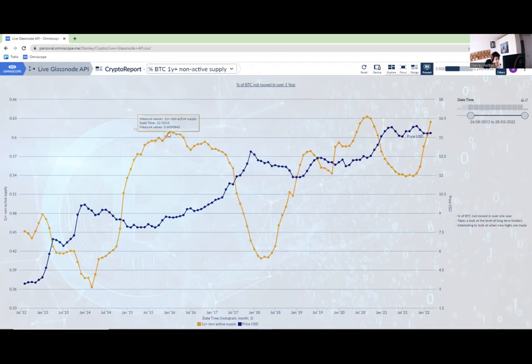This looks at the supply of Bitcoin that has not moved in over a year in the wallets. So it takes a look at what the whales are doing and what the long-term holders are doing of Bitcoin. So how does this work?